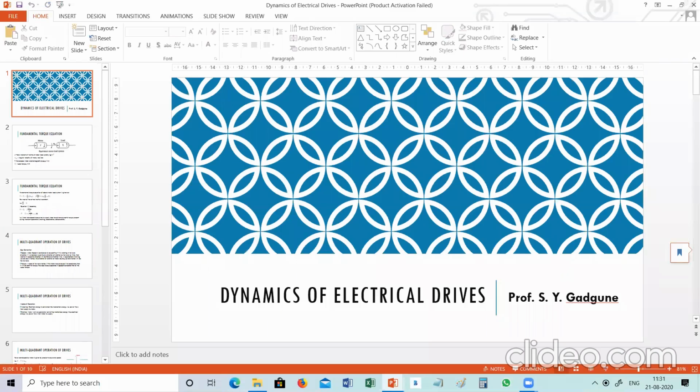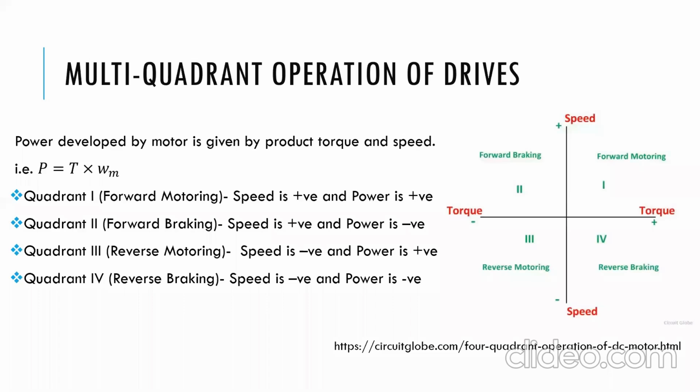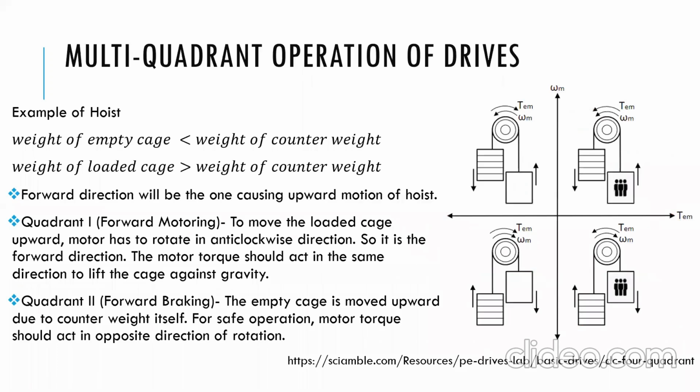In last lecture, we have seen the fundamental torque equation, the multi-quadrant operation, the sign convention related to it, and the modes of operation. Then by using the equation of power equal to torque into speed, we have defined the name of each quadrant: forward motoring, forward braking, reverse motoring, reverse braking. Then we have seen an example of hoist, and with the help of this example we can understand how a multi-quadrant operation of drive is going on.